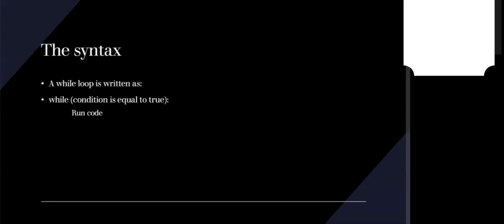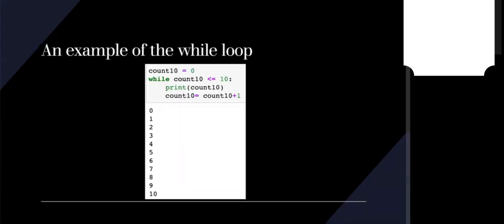So for example, here's the syntax of a loop. A while loop is written as while a condition in parentheses is equal to true or is equal to false, run the code. So here's an example of a while loop. This is a very common example, usually a counting one. count10 is equal to 0. Our variable count10 starts at 0. While that variable is less than or equal to 10, I want to print the number that count10 is equal to. And then I'm going to add 1 to count10. I hope you all got that one.